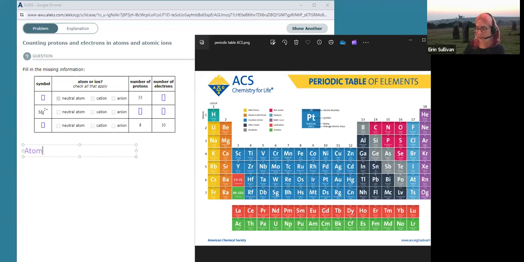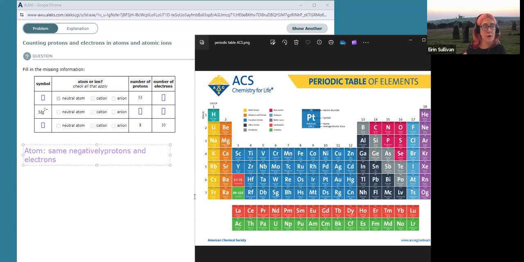The key to this question is realizing that if you have an atom, then the number of protons and the number of electrons have to be the same. Same protons and electrons, because an atom has no overall charge. A proton is positively charged and an electron is negatively charged.